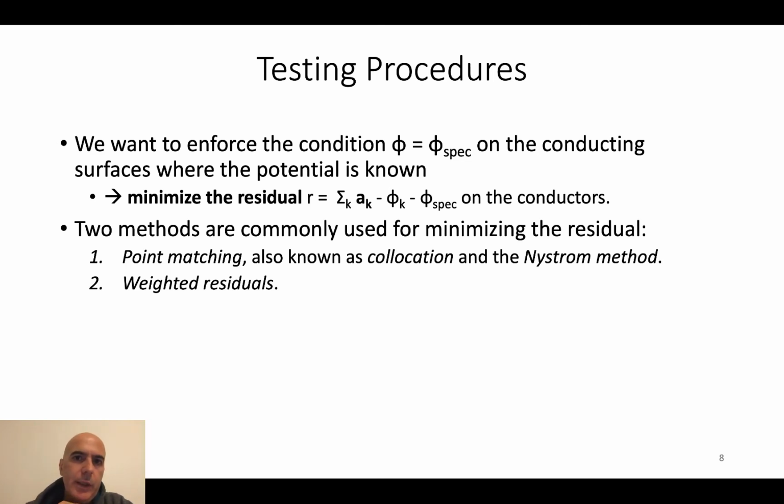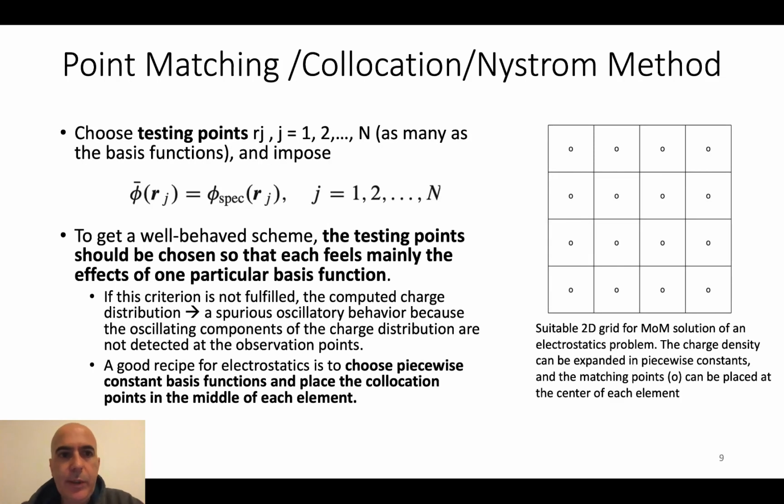The second one is very much like the one that we use to get a weak formulation of our equation and then solve it in the integral form, very much like in the FEM method. The first one is point matching, collocation or Nystrom method. The trick is that we choose some testing point Rj. For instance, we have a domain, and then we decide to have testing points at the center of the cell.